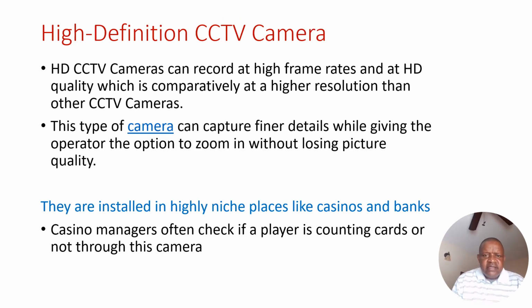And then we have high definition CCTV surveillance cameras. High definition cameras can record at high frame rates and at high definition quality, which is comparatively a higher resolution than other CCTV cameras. This type of camera can capture finer details while giving the operator the option to zoom in without losing picture quality. They are installed in high-end places like casinos and banks. Casino managers often check if a player is counting cards or not through this type of camera.